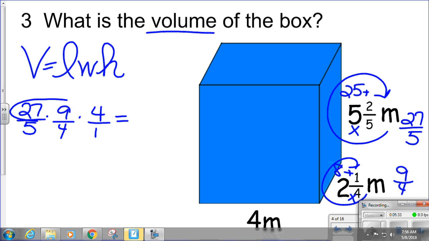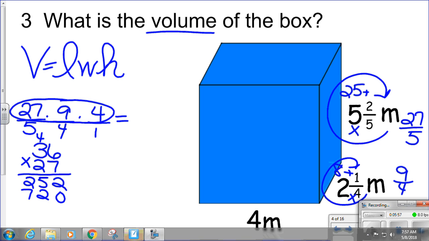You multiply all your numerators. You can do 27 times 9, or you can do 27 times 4 first, or you can do the 9 times 4, which is 36, and then multiply it by 27. As long as you do your math correctly, you will all end up with the same answer. 972 over 5 times 4, which is 20, times 1 is 20.